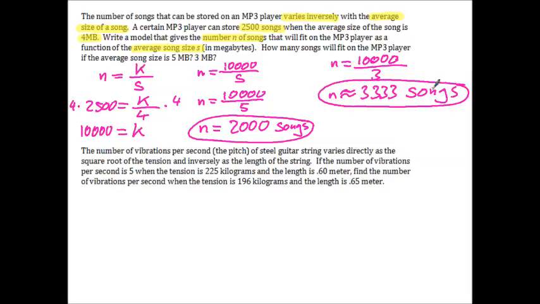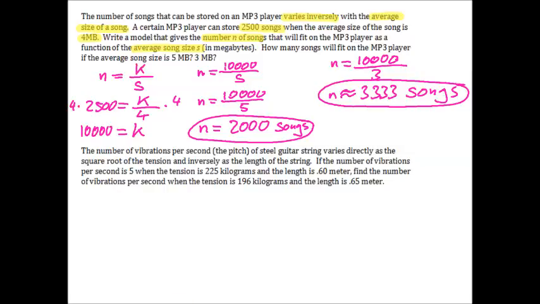And looking at our answers, it does make sense, right? If the songs are longer, then we can get fewer songs saved on that drive, and essentially the 10,000 is the storage capacity in megabytes, and the longer the songs are on average, the fewer songs you can store on that MP3 player. Okay, let's move on to the next example and the last one for today.